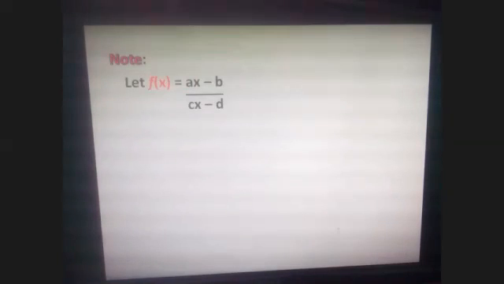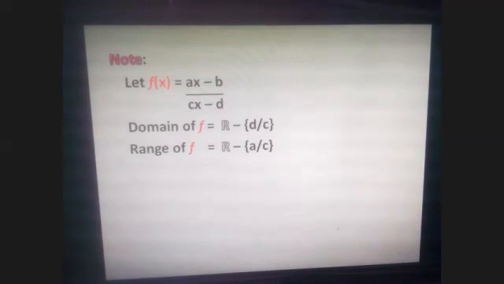What will be the domain? ax minus b and cx minus d are two polynomials. Both of them have domain R itself. cx minus d is 0 when x equals d by c. So the domain will be R minus {d by c}. Can you tell the range of this function? You studied it in 11. Domain will be R minus {d by c}, and range will be R minus {a by c}. You have done it in 11, so I don't repeat it, but you can remember it.